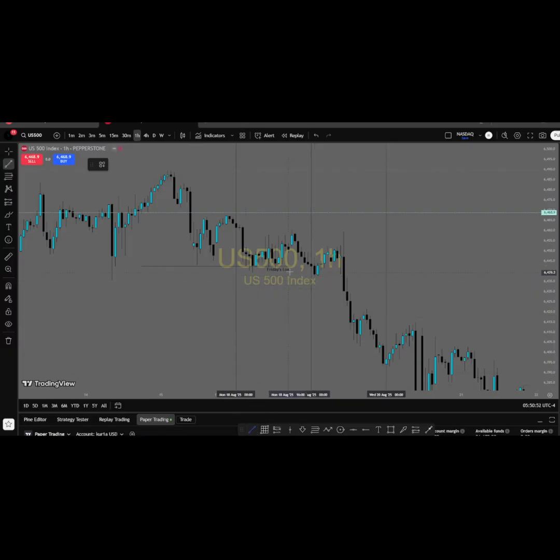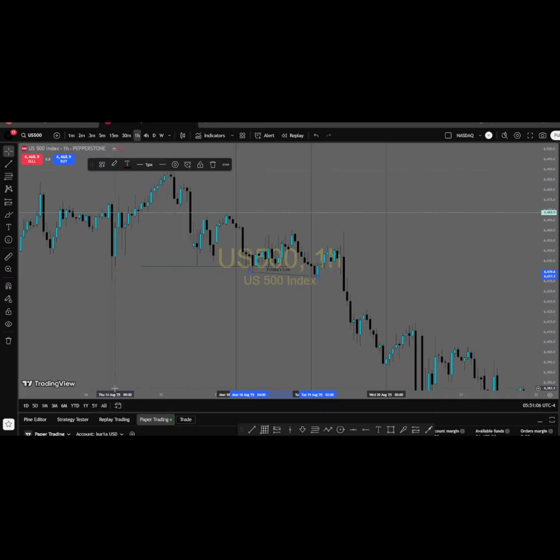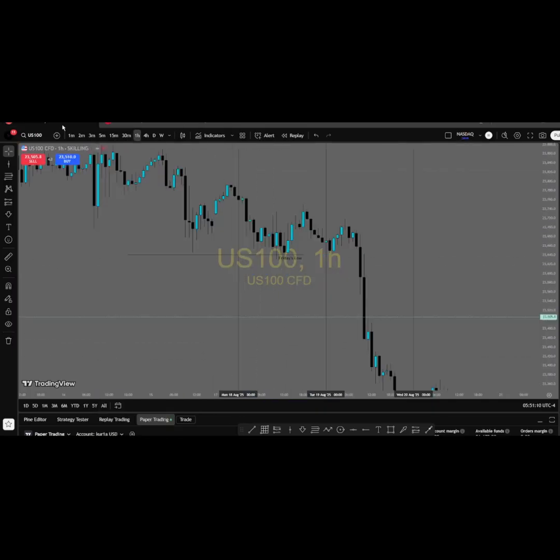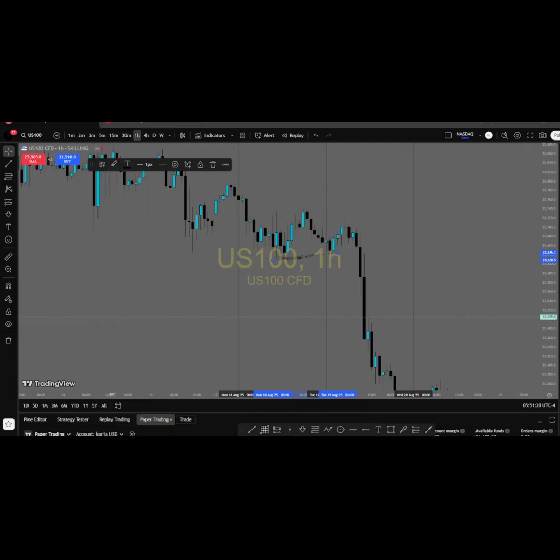So if you have been listening, what do I call that? If one pair has formed a lower low and the other one has formed a higher low, what do we call that? SMT divergence. So I mark that as SMT with Nasdaq, and on the other side, which has formed a higher low, SMT with S&P 500.